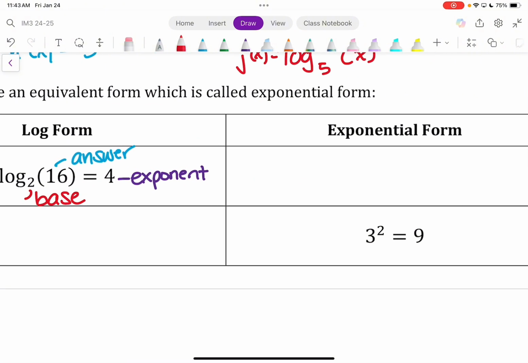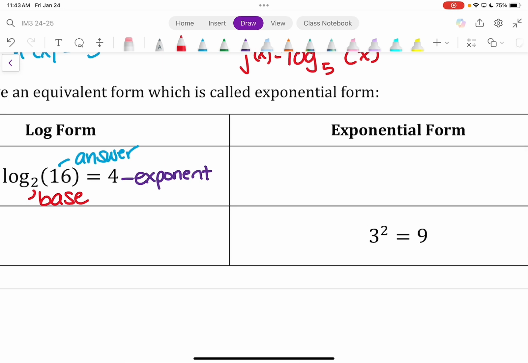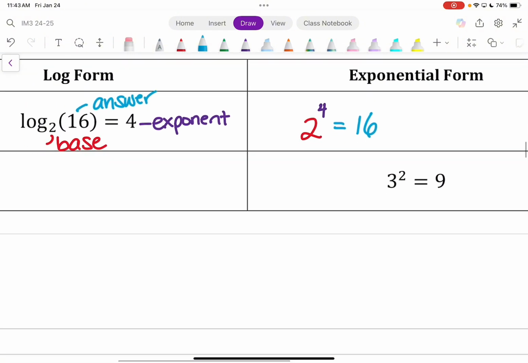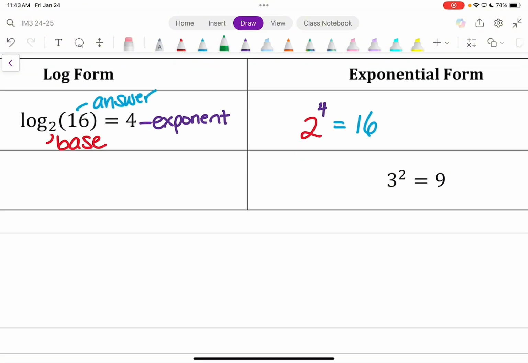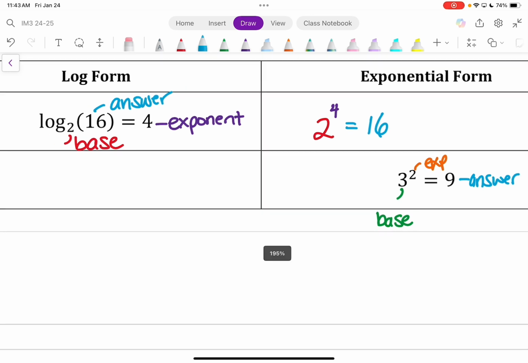For example, in log base 2 of 16 equals 4, we know that the base is 2. If the base is 2 and the exponent is 4, we can rewrite this as 2 to the 4th equals 16, where we can clearly see that 2 is the base, 4 is the exponent, and 16 is the answer. Similarly, if we know exponential form, as long as we identify the base correctly, the exponent correctly, and finally the answer correctly, we can switch back to log form.